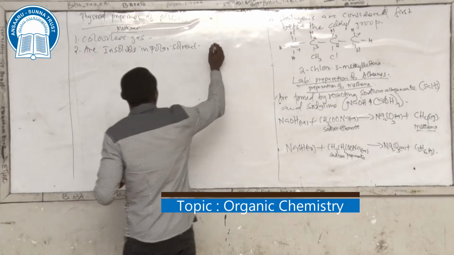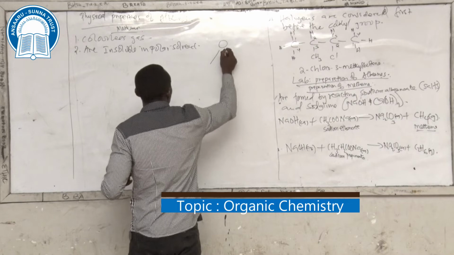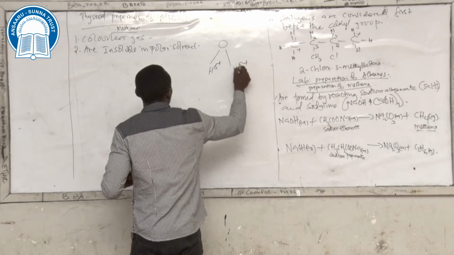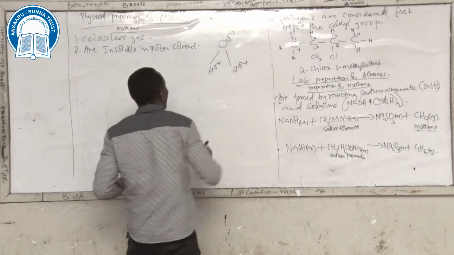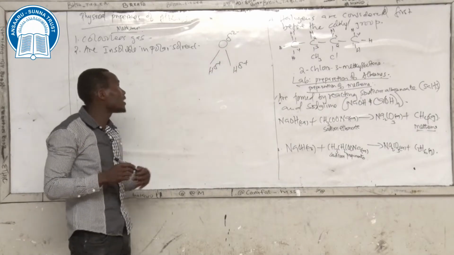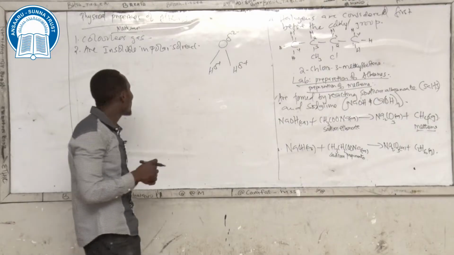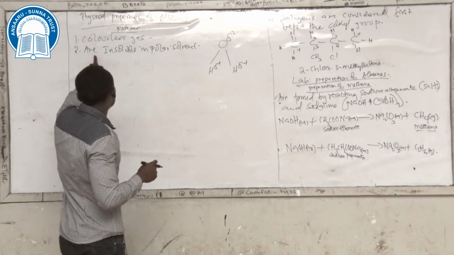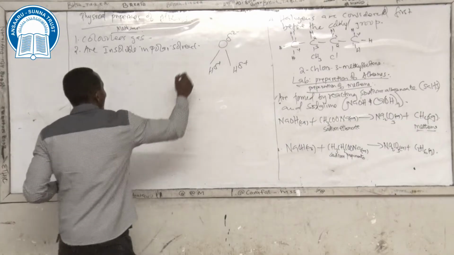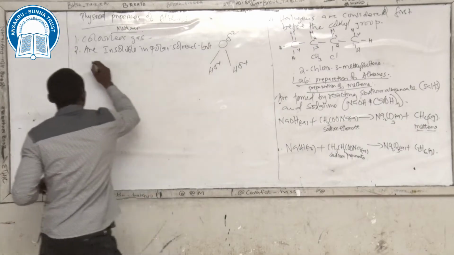An example of a polar solvent is the water molecule. If you look at the water molecule, we have oxygen here, and this one is hydrogen. This one is partially positively charged, this one is partially negatively charged. This is a molecule of water. So we say water is a polar solvent because it possesses both charges.